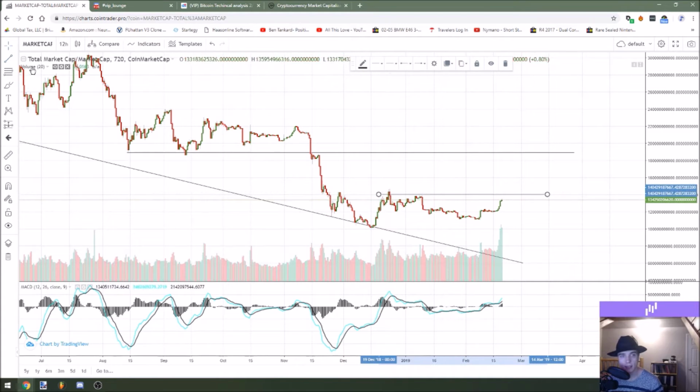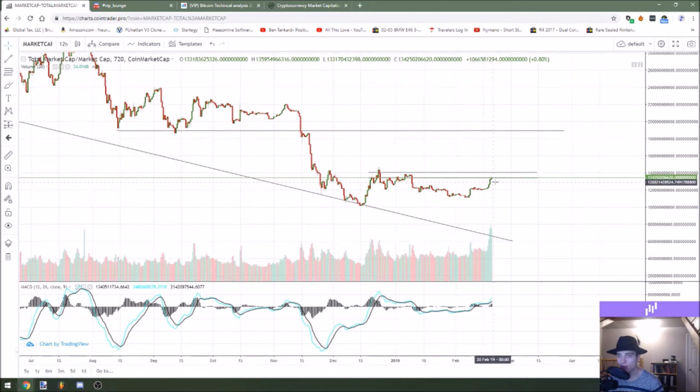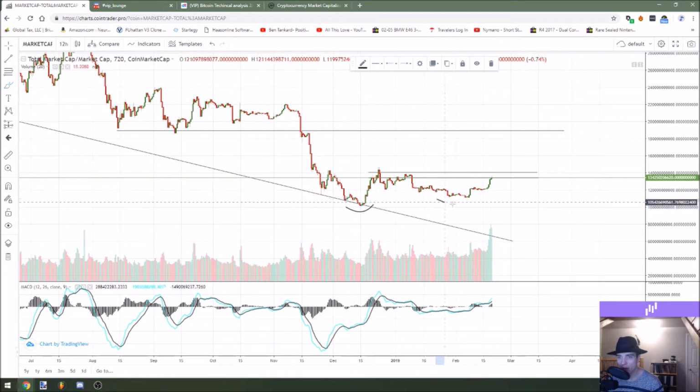We are testing the resistance right now, so I wouldn't be surprised if we get a little bit of a rejection over the next couple days, but that still doesn't destroy the kind of reversal pattern that we're seeing here and the potential double bottom, the Adam and Eve double bottom pattern. So again, it's going to be about getting above this major resistance level and seeing how we react to the rejection of this current resistance point. But if we do get above, we're going to shoot for these previous support levels that are now resistance.